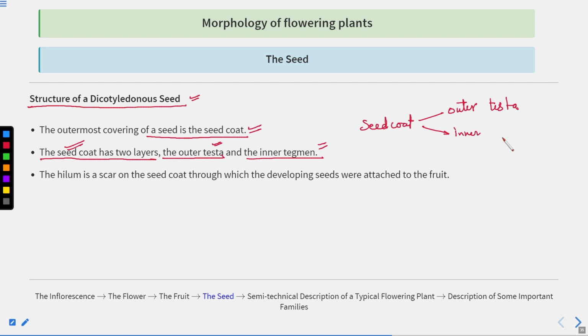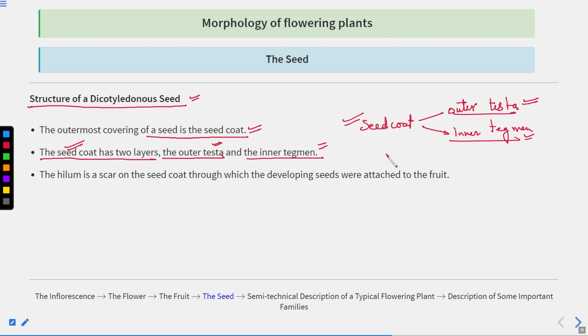So all these are very important. Sometimes it can be asked in a multiple type statement question, where a statement can be given as: the seed coat has two layers, the outer tegmen and the inner testa. So this statement becomes wrong. That is why I'm just writing in this form. The seed coat, outer is the testa and the inner is the tegmen. This you must remember, right?